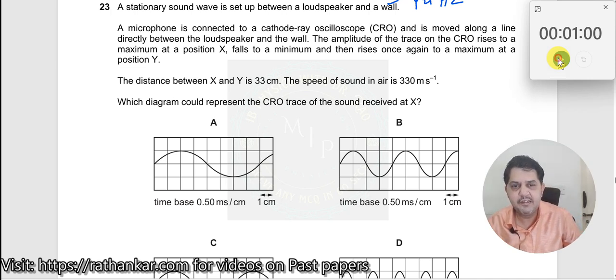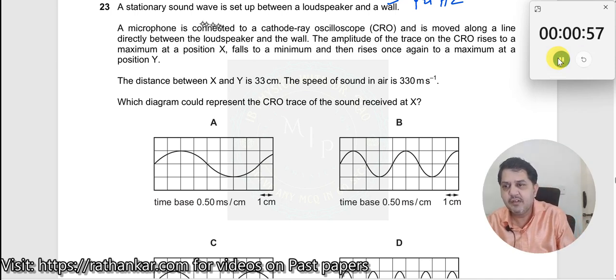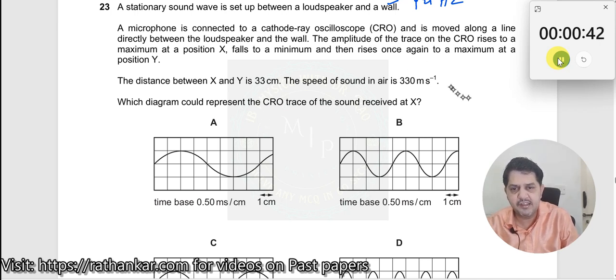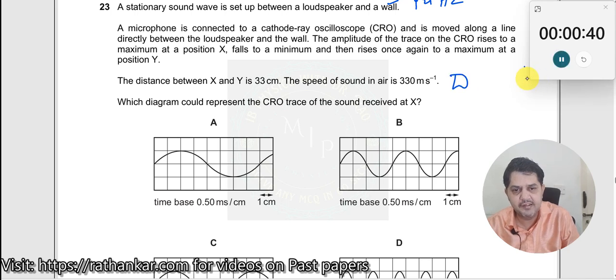Question number 23. A stationary wave sound wave is set up between a loudspeaker and a wall. A microphone is connected to a CRO and is moved along a line directly between the loudspeaker and the wall. Then the amplitude of the trace on the CRO. So this is your loudspeaker, this is the wall over here.